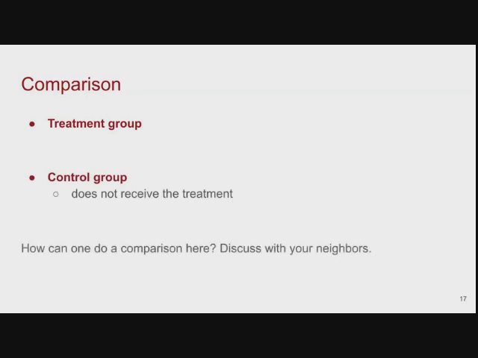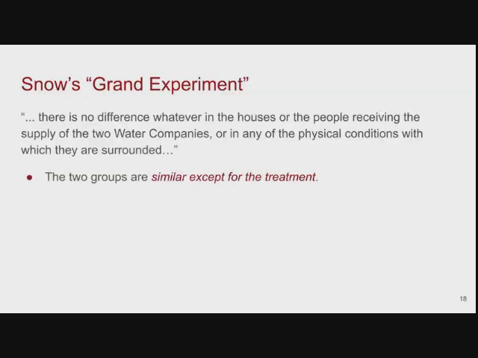Okay, so as you will see, in order to establish causation, what's very important is that we really want to what we call control the observations between the treatment and the control group. Meaning that, if we actually repeat and quote from Snow's grand experiment, there's no difference whatever in the houses or the people receiving the supply of the 2 water companies, or in any of the physical conditions with which they are surrounded. So what this is telling us, as we highlight below here, is that the 2 groups are similar except for the treatment. And that's key in establishing what we mean by causality or causation.